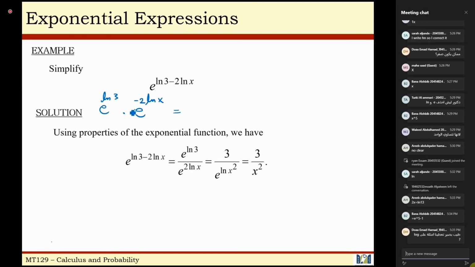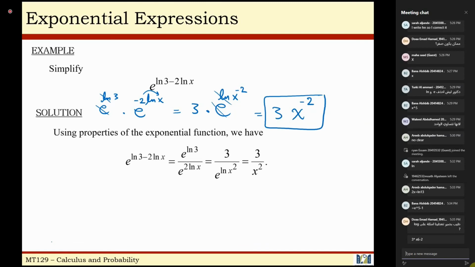Now, we can remove e with ln, so we have a 3 multiplied, but we cannot remove e with ln in the second term because we have ln multiplied by minus 2. So put the negative 2 inside the ln. So we have e to the power ln x to the power minus 2. Now we can remove e with ln. So we have 3 multiplied by x to the power minus 2, like this. Or we can put it as 3 over x squared.